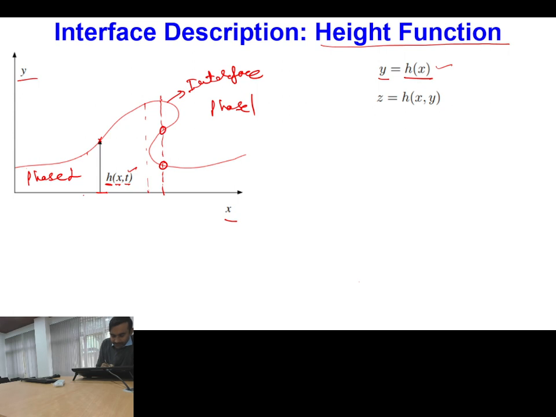1, 2 and 3. Okay, so when interfaces are complex, during that time what can happen is that the height function at a particular value of x may have more than one value. So under this scenario, it becomes extremely challenging for you to characterize and define where the actual location of the interface is.